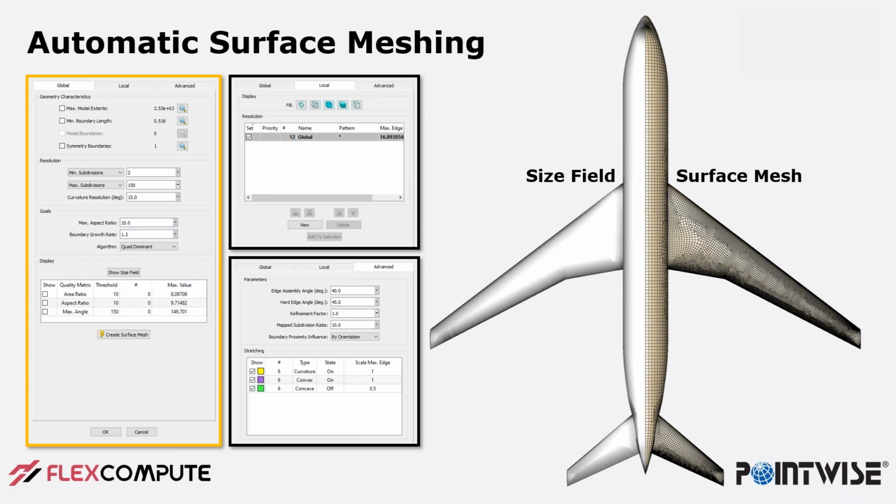Now, over on the right-hand side, you can see the size field. This is the target edge length rendered on the geometry before a surface mesh is even created. And this is really handy, particularly if you've specified a lot of resolution controls or you've generated some sources to define target edge lengths in specific areas. You can see how all of these are going to impact the resolution on the geometry prior to the surface mesh being created. Now, on the right-hand side, you can see the actual surface mesh, and this is the coarse mesh variant, again, created out of the box.